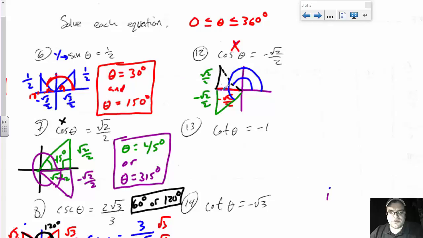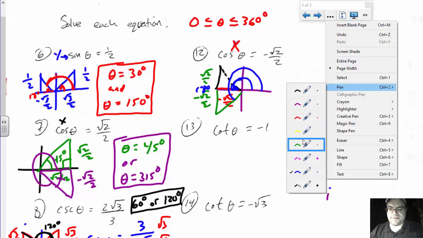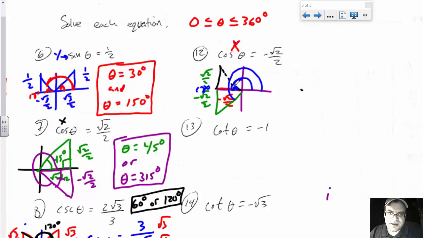If this is root 2 over 2, and this is negative root 2 over 2, this tells me this reference angle that I have right here is 45 degrees. So if this is 45 degrees, and this is 180, what is 180 minus this 45 degrees? That'll tell me this distance. Let's change color so I can explain better. So 180 minus this 45 degrees right here is going to give me this angle right here. Okay? So 180 minus 45 is going to be 135 degrees. So that's one of your answers. This is the angle right here, 135.